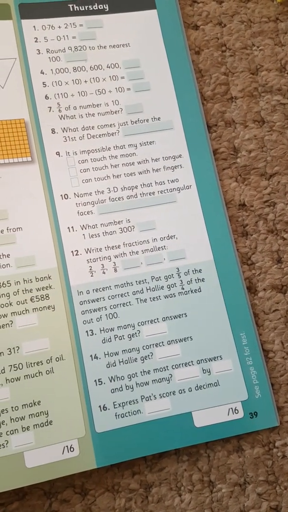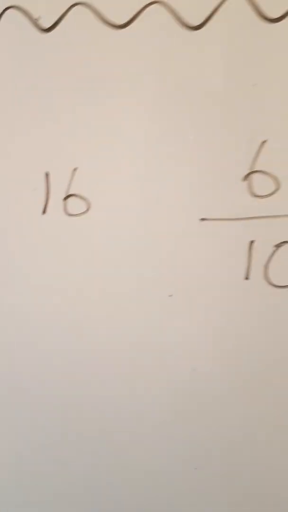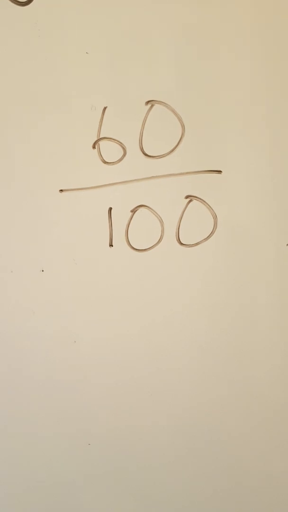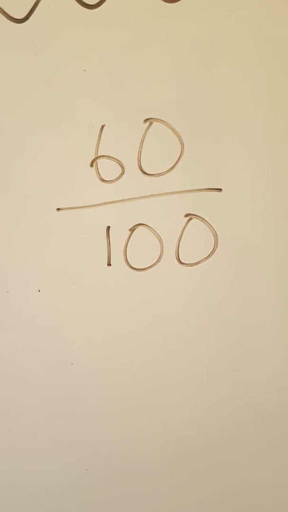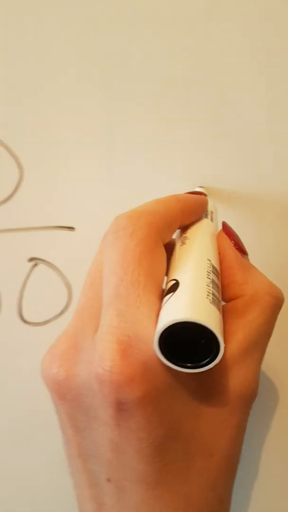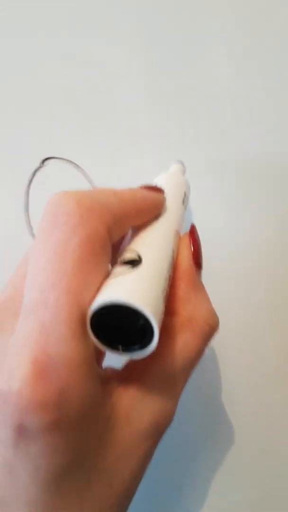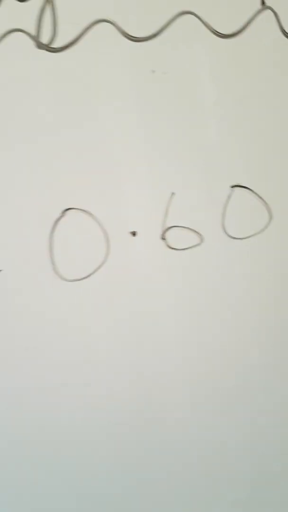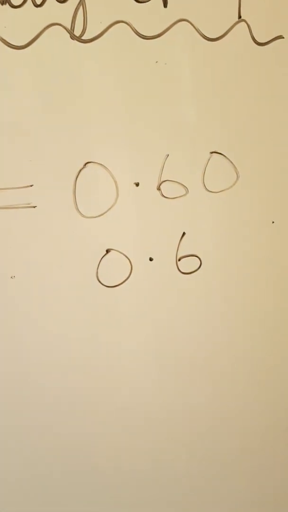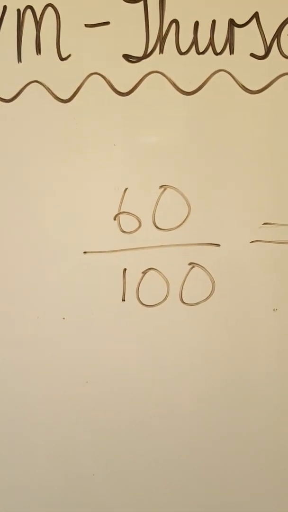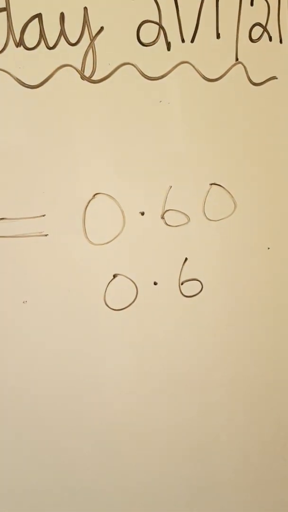And the last one, express Pat's score as a decimal fraction. So we should know this from last week. We were doing our decimals. So Pat got 60 answers right out of 100. So he got 60 out of 100, 60 hundredths. So how do I write that as a decimal? 0.60. Or you could even just say 0.6. That's the same thing, because 60 hundredths is actually the same as 6 tenths. So if you wrote 0.60, you'd be correct, and 0.6 is correct as well.